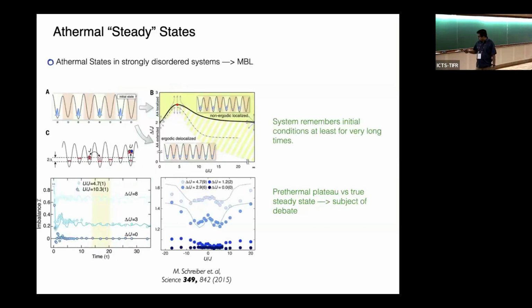The second, of course, is MBL, with lots of controversies. Again, I want to stay away, so the study is in quotes. But it is true that if you do experiments on this, you take strongly disordered systems, and you start them with a 1, 0, 1, 0, 1, 0 pattern of density. And then you look at the imbalance between the odd and even sites, the ones where you started with 1 and the ones where you started with 0.